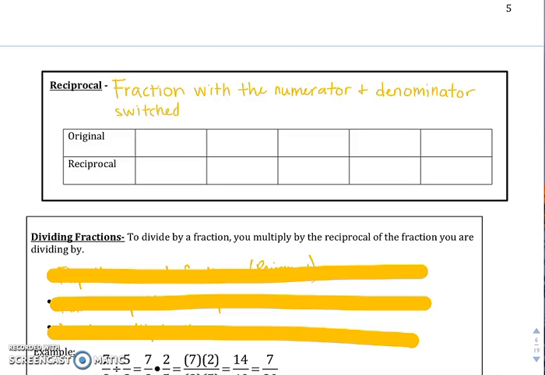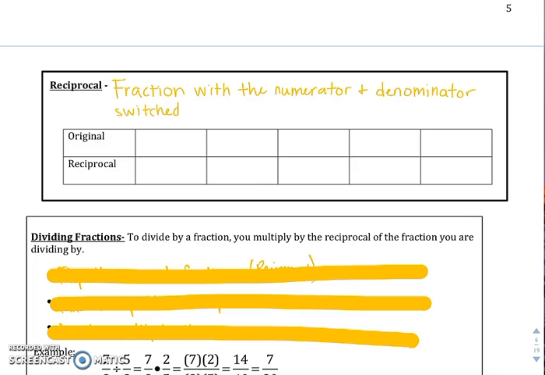We're going to now look at what it takes to divide fractions, but in order to know how to divide fractions, we need to know what a reciprocal is. A reciprocal is just a fraction with the numerator and denominator switched. When we multiply the original fraction with its reciprocal, they always equal the value 1. And we're going to use that reciprocal, as you will see, when we're dividing.